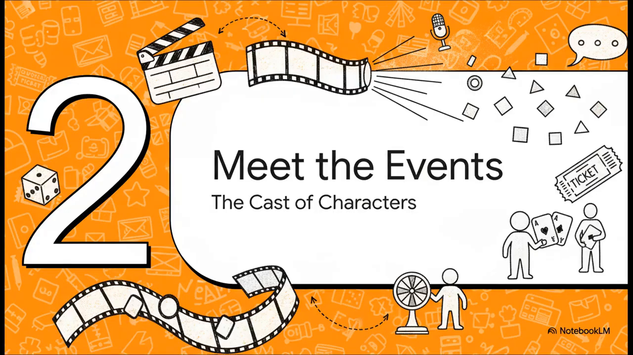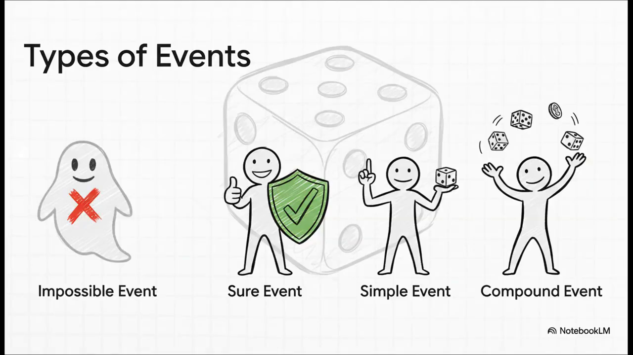Okay, now for the fun part. Let's meet the main cast of characters in our probability story. You see, every type of event has its own special role to play, and once you get to know them, the whole plot of any problem becomes so much easier to follow. Ready to meet them? And here they are, our main characters. We have the impossible event, the sure event, the simple event, and the compound event.